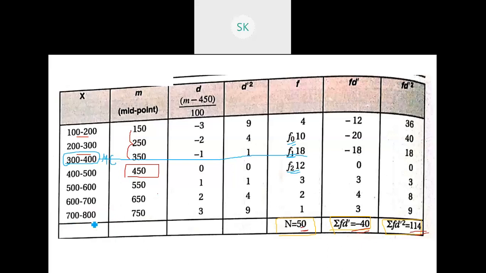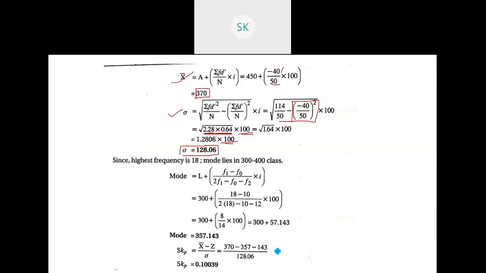Going back to the formula, the highest frequency is 18. The mode lies in the 300 to 400 class, which means 300 to 400 is the modal class. Now the mode formula has been written. Do not forget to write the formula, because this also carries marks. Every formula will have half to 1 mark, so make sure you write the right formulas in the examination. Mode is equal to L plus (f1 minus f0) divided by (2f1 minus f0 minus f2) into i. So this is the mode formula.